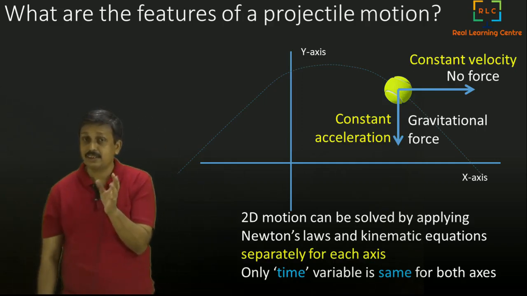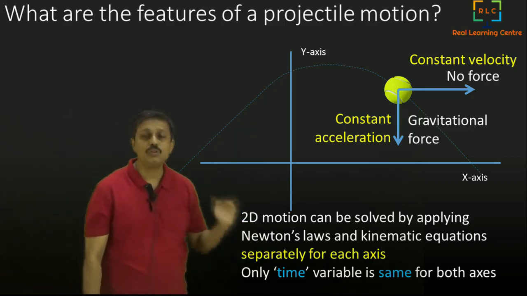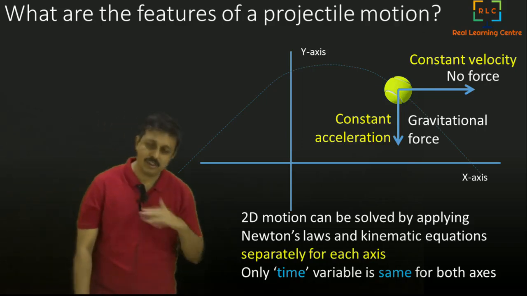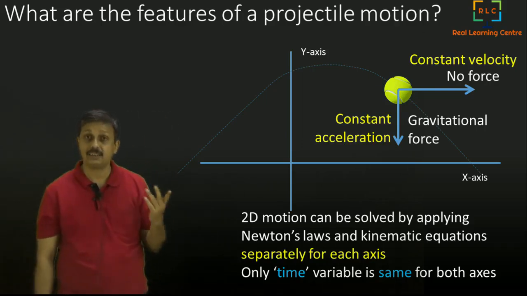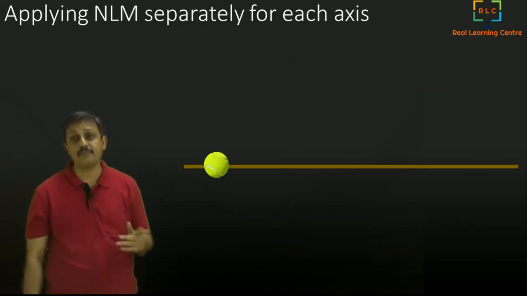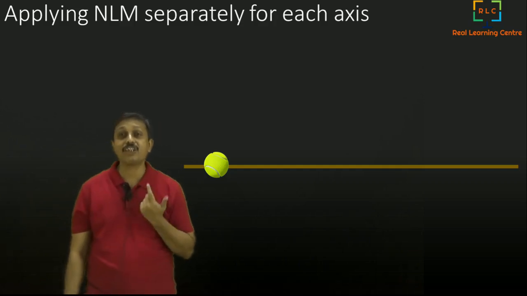So hence the time parameter is going to be constant between these two aspects. Let us see how to do this. Once we understand how to do this, then you can apply it in various circumstances. So let's start with a simple case of understanding how to apply Newton's laws of motion, NLM, separately for each axis.